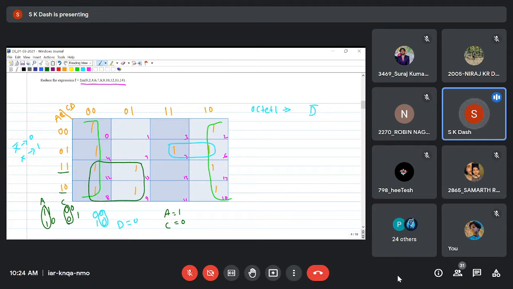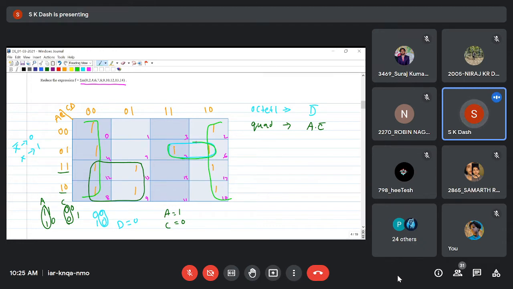So this is sum of product. Each combination will give us a product term. A equal to 1, C equal to 0. So what can I write for this quad? A equal to 1 means what, A bar or A? A. C equal to 0 means C bar. So it will be A dot C bar. Last, this pair. What will happen for this pair?